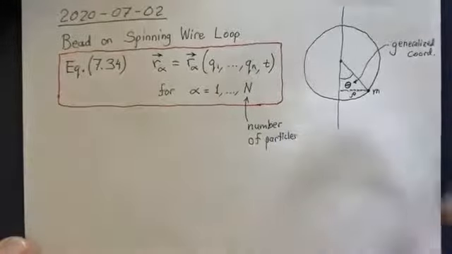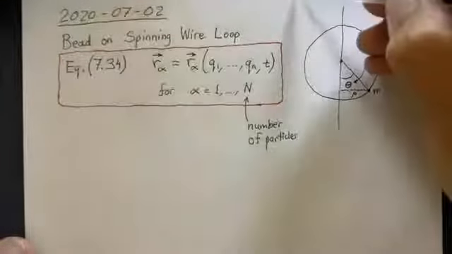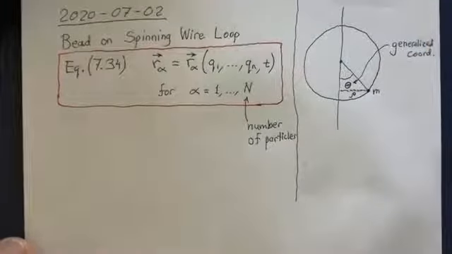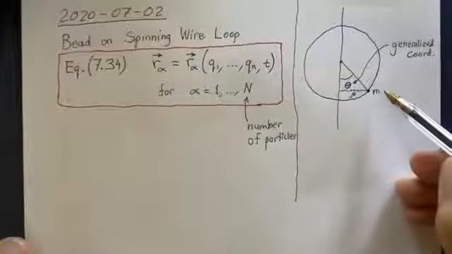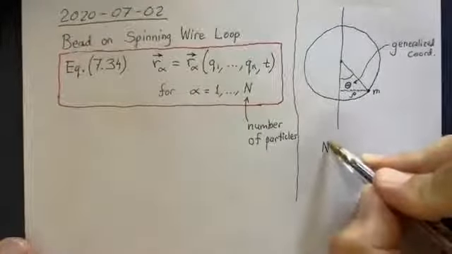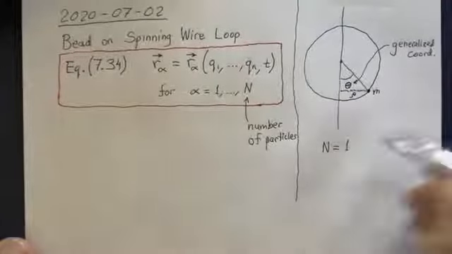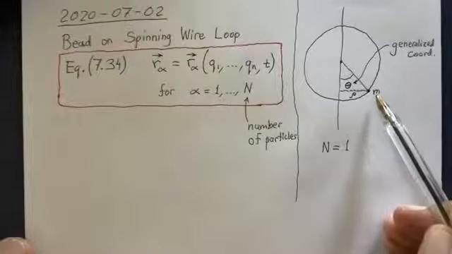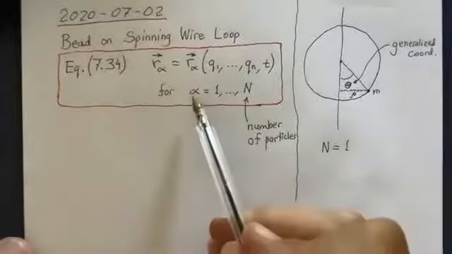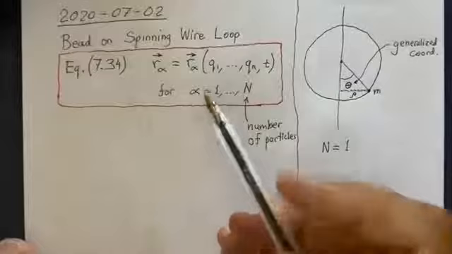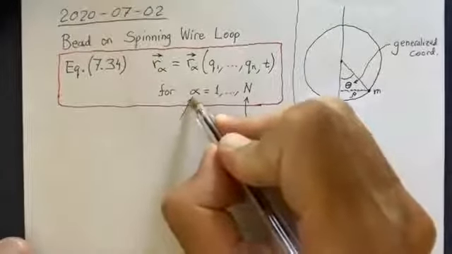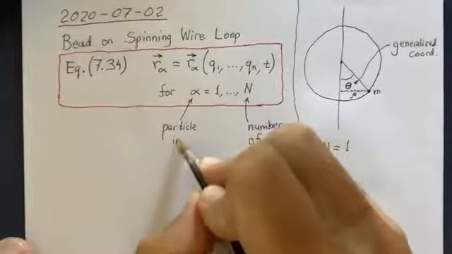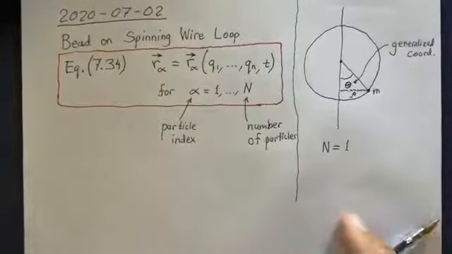I have to switch to my small font because now this diagram over here really is a special case. Okay, now let's observe for this problem here. This is the bead on the spinning wire loop. Capital N is equal to 1. There's only one particle. There it is. That little particle right there, it's a point mass. It has mass m. That's our particle. Okay, so far so good. So alpha is the particle index, right? So this is the identity of the particle.